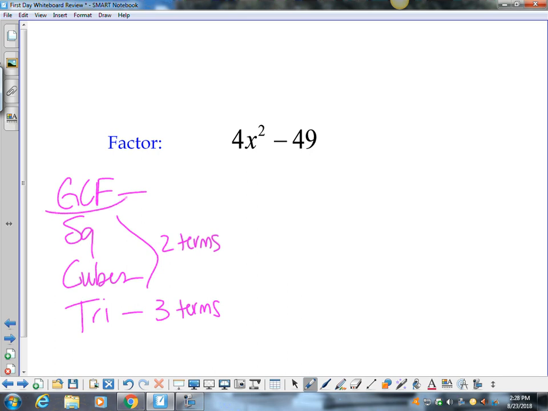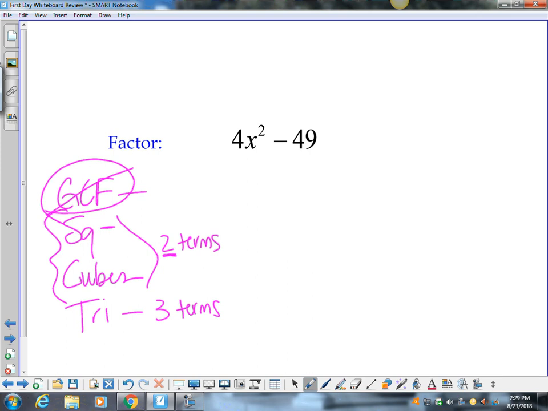So this is where I tell everybody to start. GCF always, if you can. In 4x squared minus 49, there is no GCF. So we're done with that. I have 2 terms, so I can either do squares or cubes. Squares, you have to have 2 terms. It has to be subtraction. You cannot do the difference of squares if it's a plus sign. That's why it's called the difference of 2 squares. It has to be the difference.